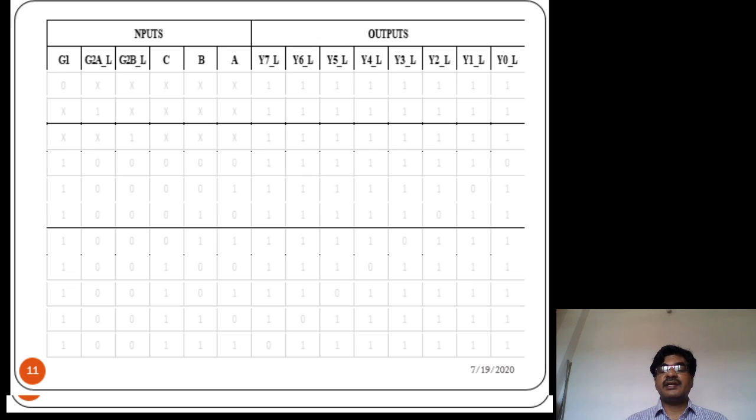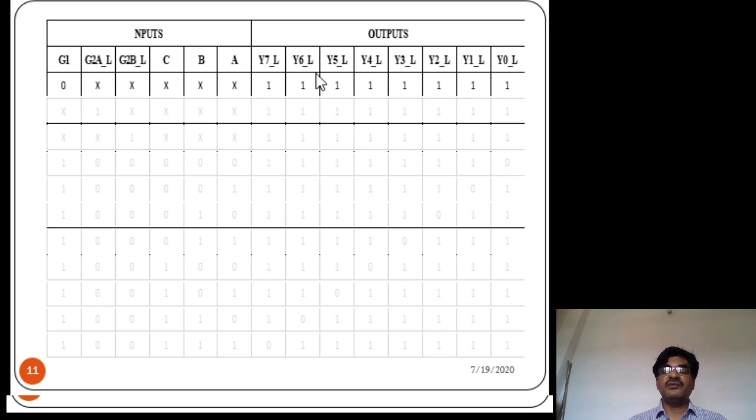So let us see first of all. Suppose G1 is 0. Actually, the required enable data for making the IC enabled is 1. If it is 0, whatever the other enable inputs and data inputs, none of the outputs is active because the IC is totally inactive. Since all are active low, you have to represent the value 1.